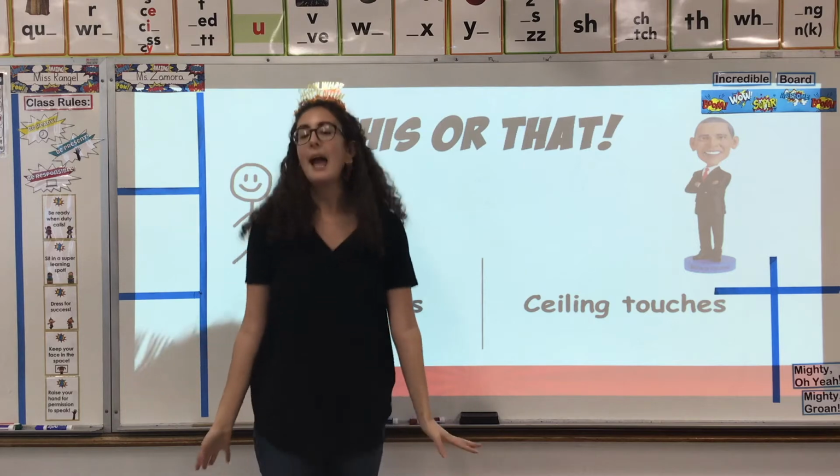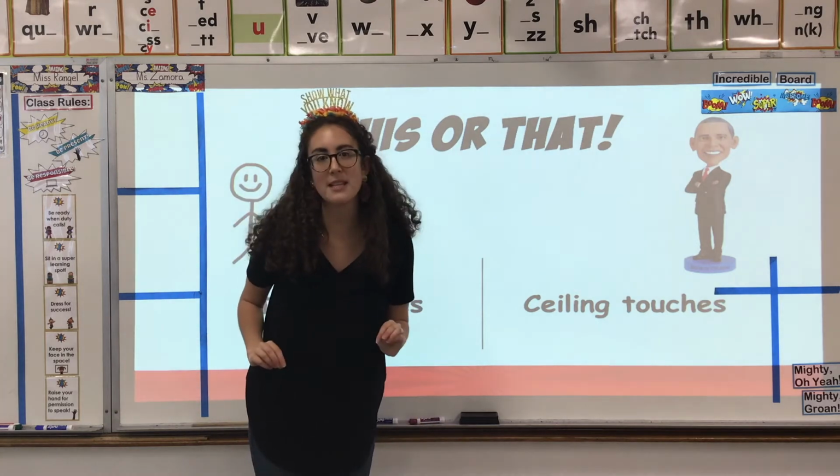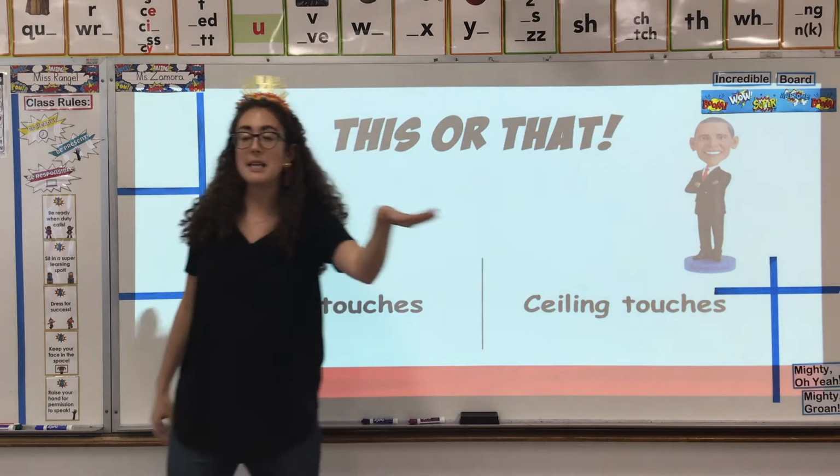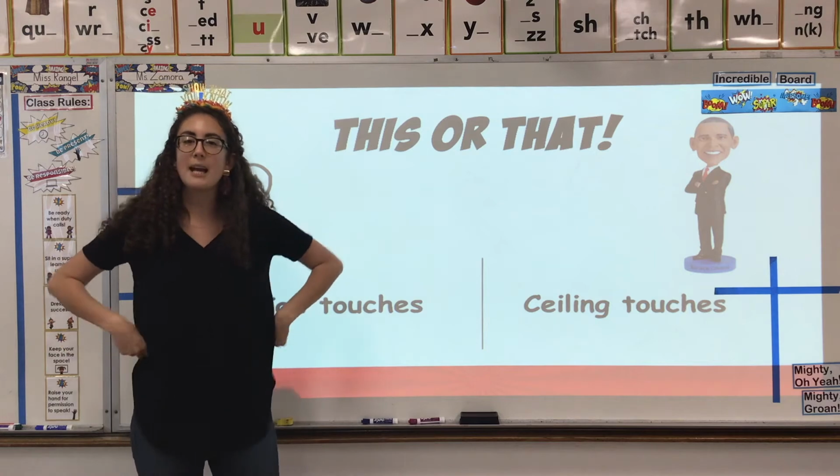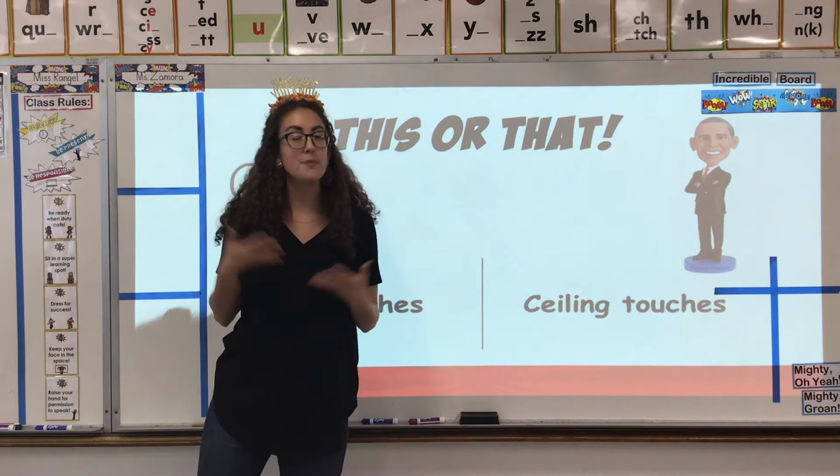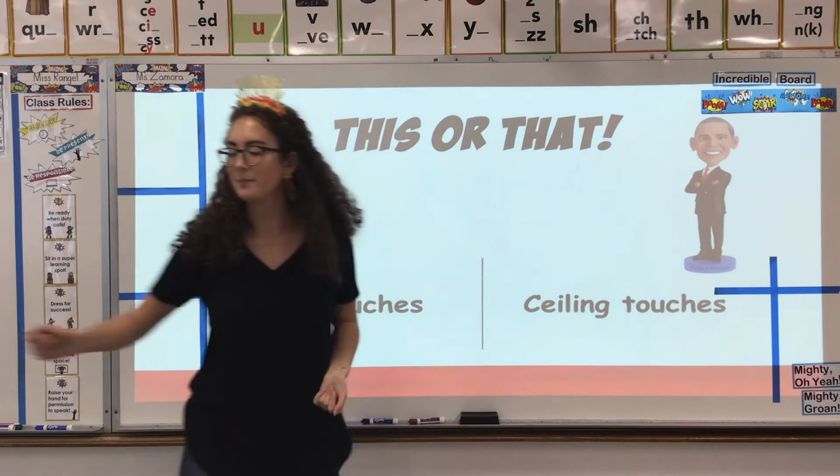Another stretch break. Shake it out, and come on right back down to your seat and back to your clean whiteboard so we can check out our next strategy using our place value.